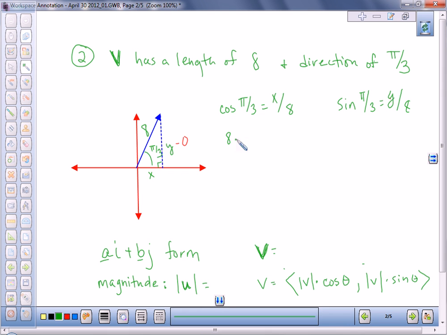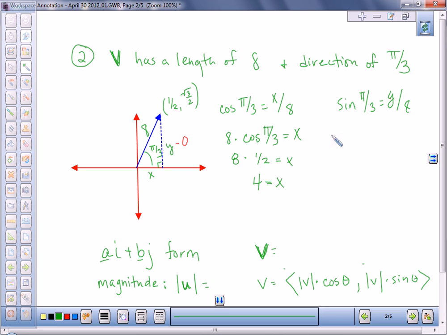Okay, so for the first one, we're going to multiply both sides by 8, so we end up with 8 times the cosine of pi over 3 is equal to x. Now, we should remember from the unit circle the x value at pi over 3. Hopefully you remember this. You may not remember it at pi over 3, but hopefully 60 degrees rings a bell. This is 1/2 comma square root of 3 over 2. So the cosine there would be our x value. So this is 8 times 1/2. So x is 4 for this vector.